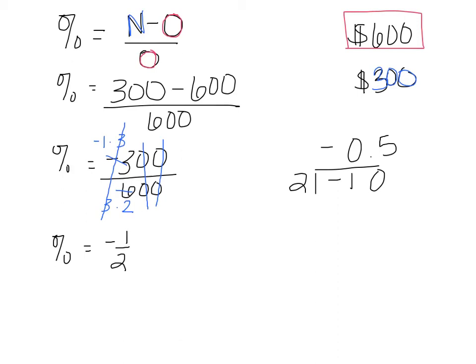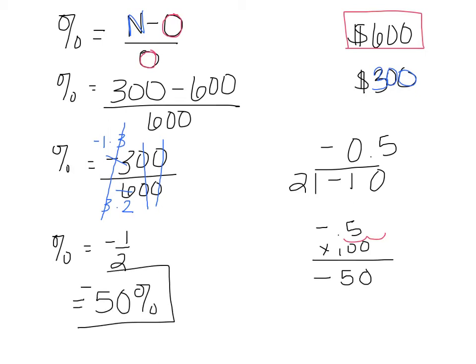So my decimal is a negative 0.5, and we know that when we have a decimal, we then multiply it by 100 to get it as a percent. And I end up with negative, I'm going to move my decimal 2 places, 1, 2, and I end up with negative 50%. So this means that my percent of change is equal to negative 50%.